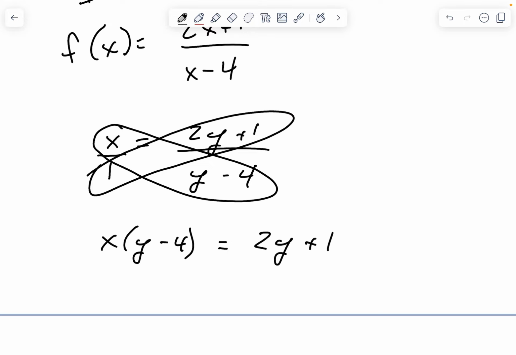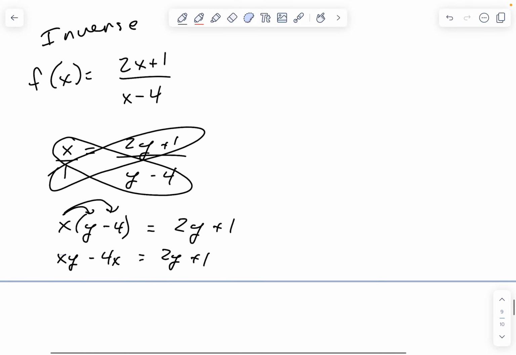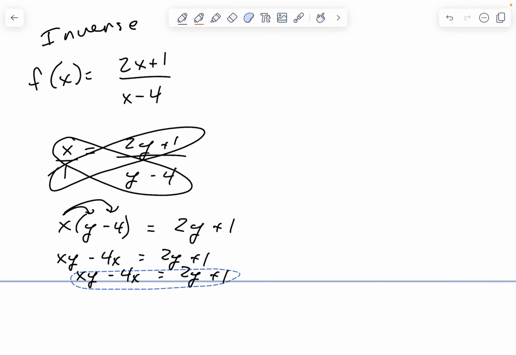That right-hand side, just times this by 1, so that's good. Distribute my x, xy minus 4x. And I still have my 2y plus 1. Okay, I'm going to duplicate this over here so I have a little bit more room.